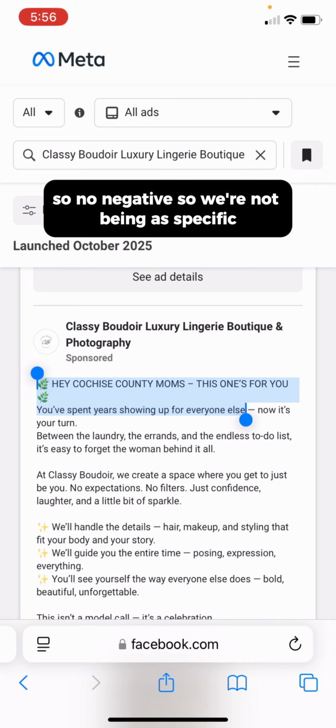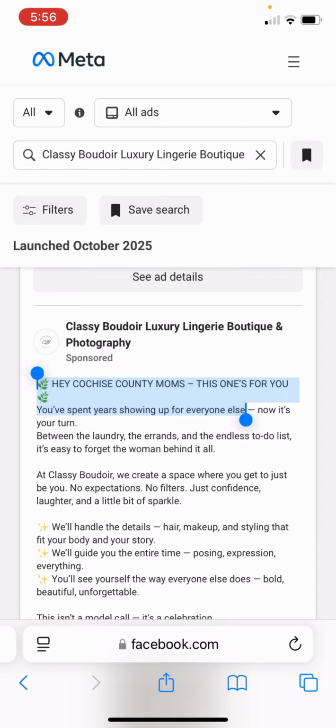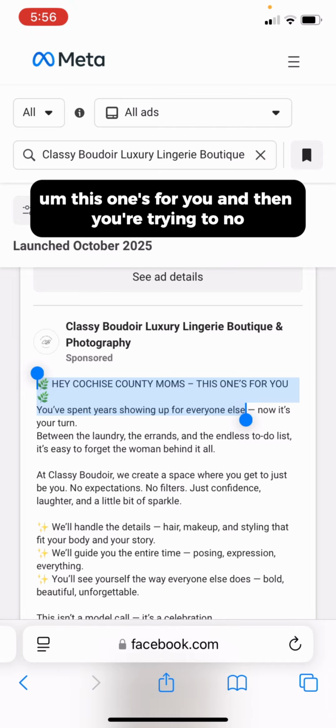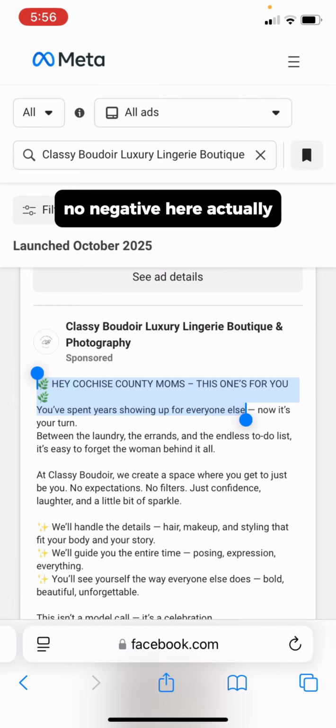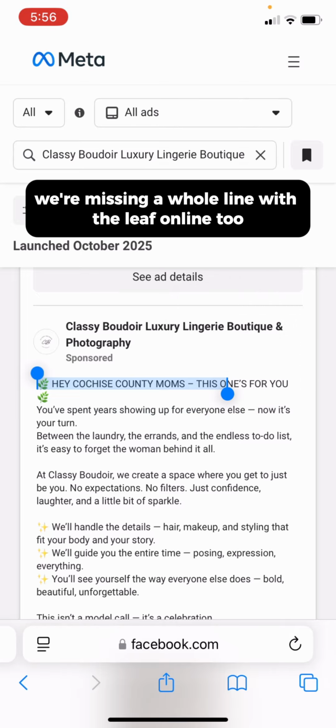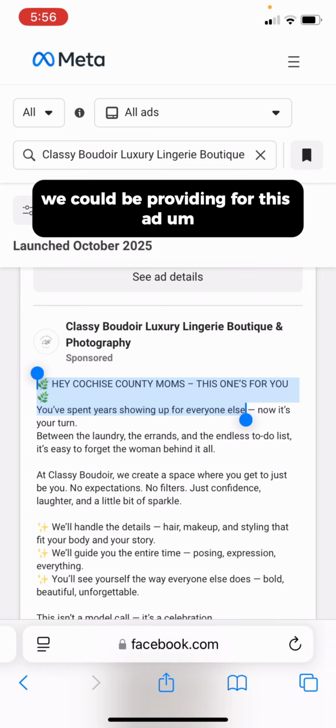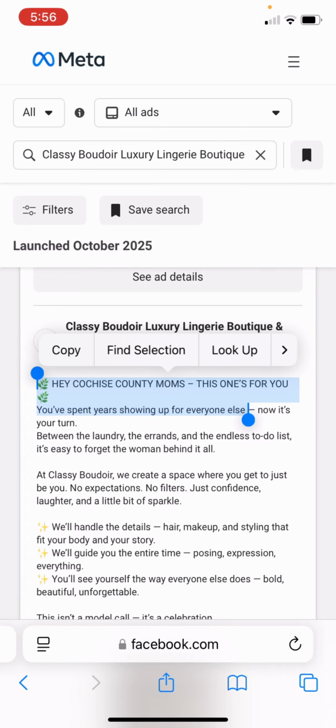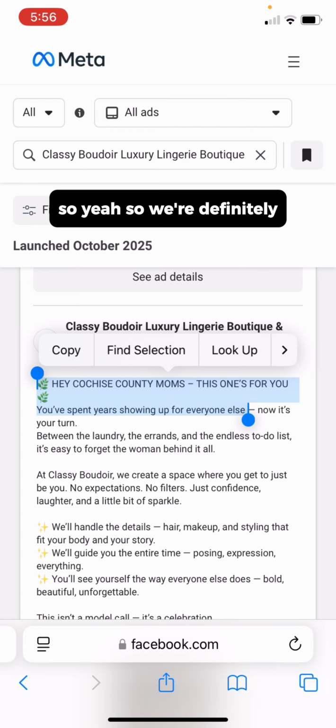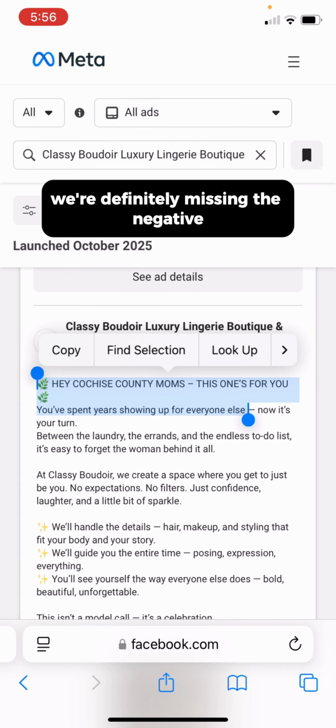All right, so no negative, so we're not being as specific. This one's for you. And so you're trying to, no negative here. Actually, we're missing a whole line with the leaf on line 2. We're missing a lot of text or context we could be providing for this ad. So yeah, we're definitely missing the negative.